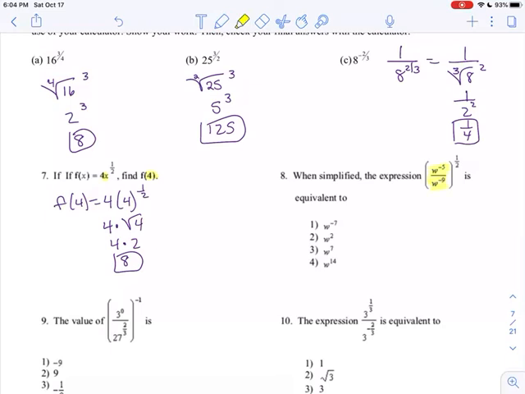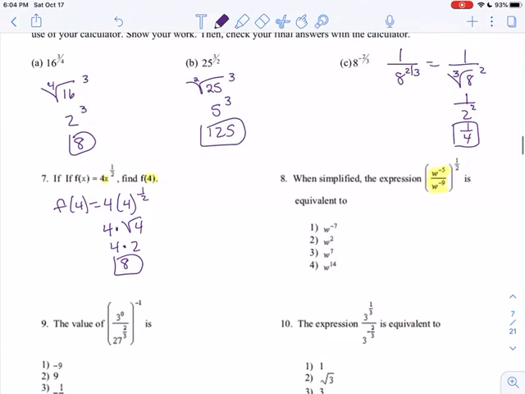Number 8 is a little bit crazy here. So let's actually first work on these negative exponents that are inside the parentheses. Let's make them positive. So I have w to the -5th on top. In order to make it positive, I'm going to put w to the 5th on the bottom. And on the bottom, I have w to the -9, so I'm going to put w to the +9 on top. So I flip-flop those.